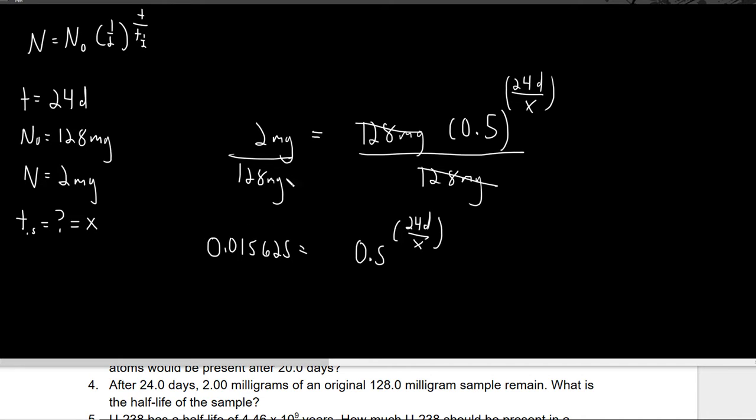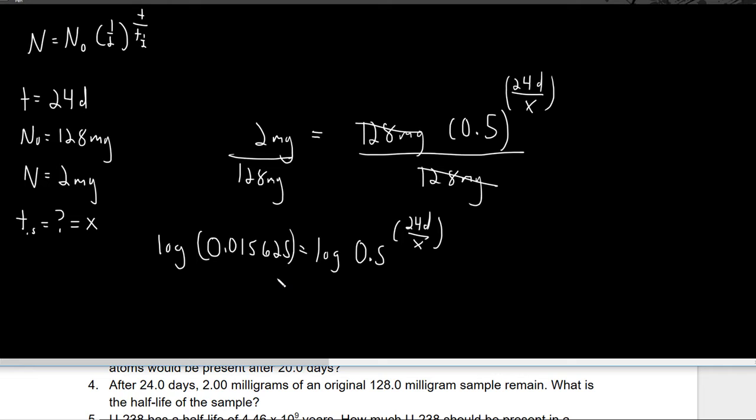Just like when I divided both sides by 128 milligrams to get the 0.5 to its exponent by itself, if I take the log of one side, I can just take the log of the other side, okay? Pop these things into bigger parentheses. I'll do this one just because it's a decimal, okay?